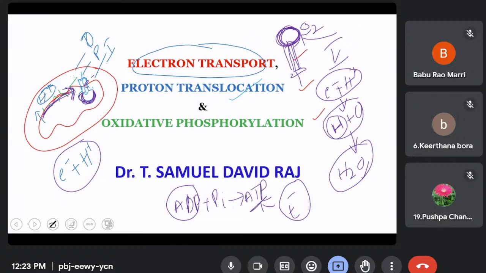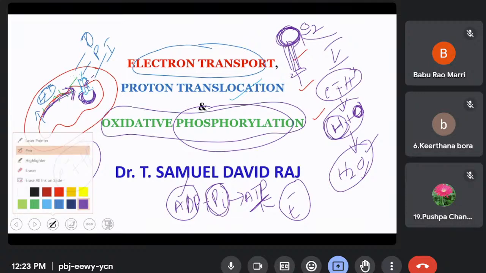So what we call this as phosphorylation. Addition of phosphate to ADP is called as phosphorylation. During the same time, what is happening? Oxygen is said to be coupled with hydrogen to form water. And hence, as oxygen is required for this entire process, this is called as oxidative phosphorylation.